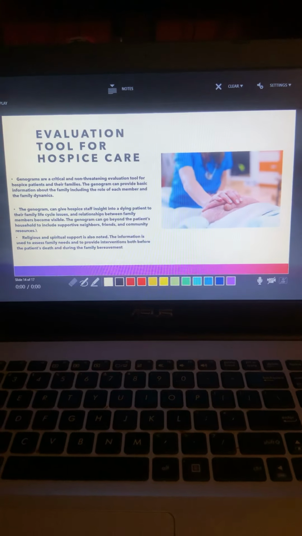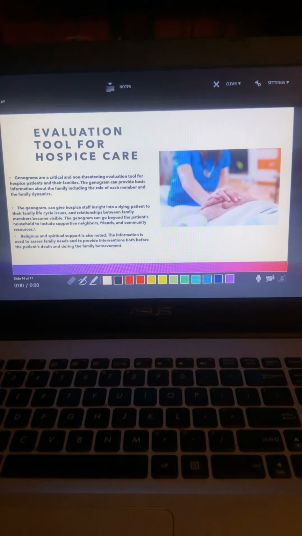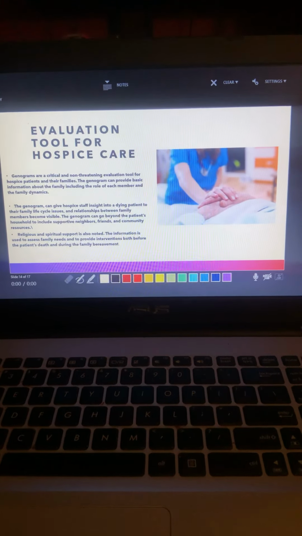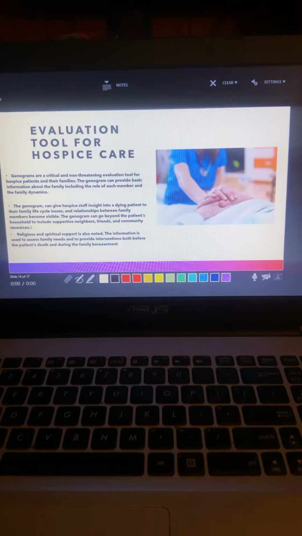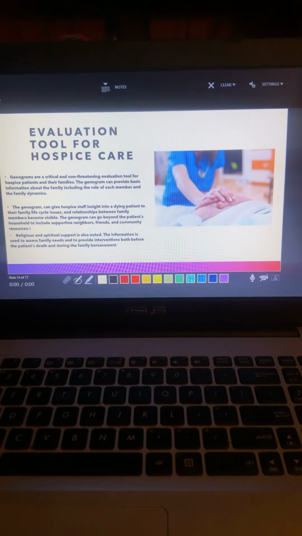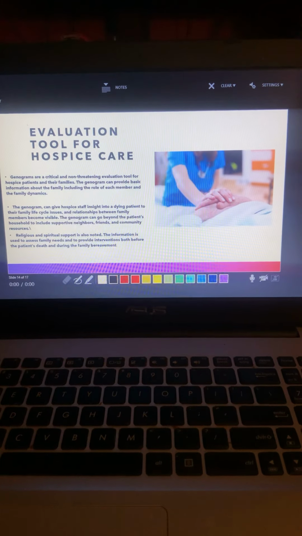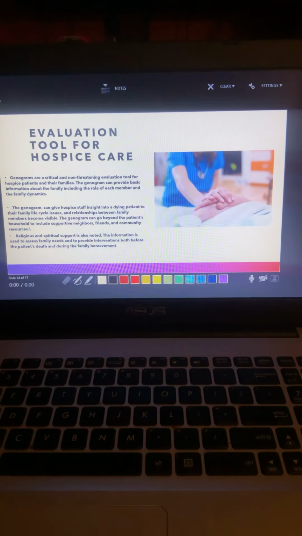Evaluation tool for hospice care. The genograms are a critical and non-threatening evaluation tool for hospice patients and their families. The genogram can provide basic information about the family, including the role of each member and the family dynamics. So this is definitely a great tool for hospice care.